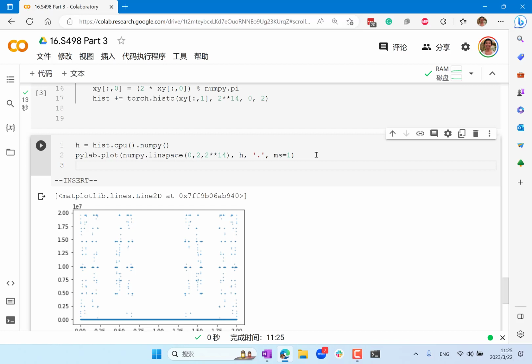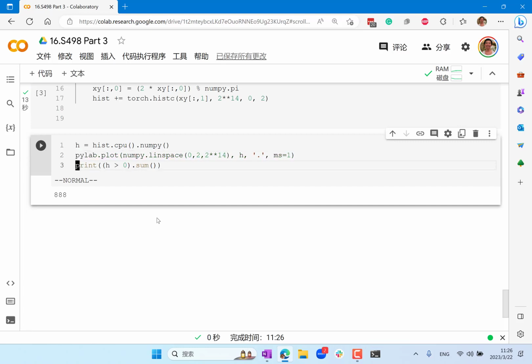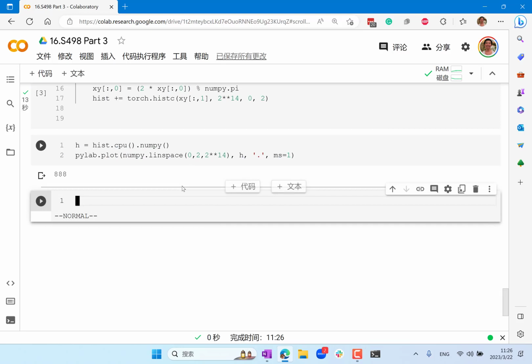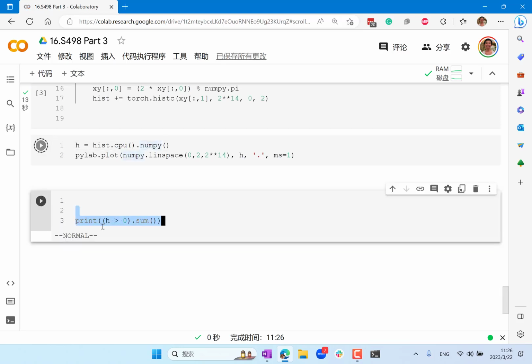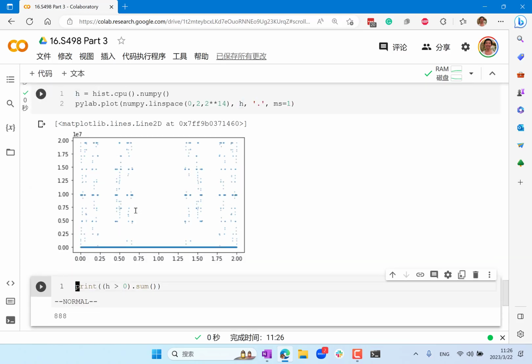So let's look at the number of h greater than 0 dot sum. So let's print this. So how many of them? It turns out only about 800, 888 of them are non-zero. So remember, there are a lot of h, right?